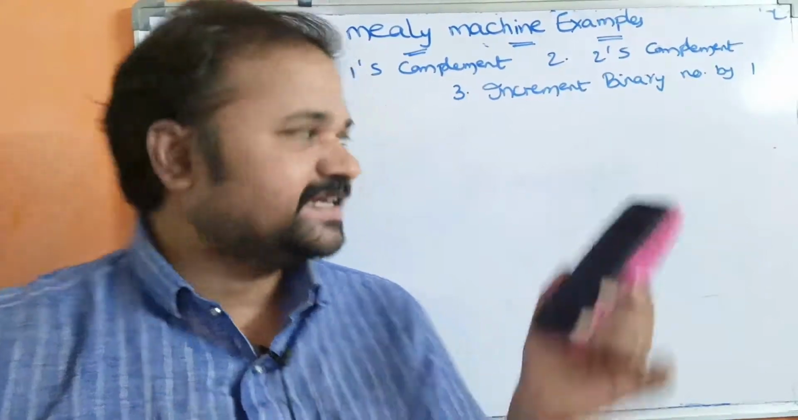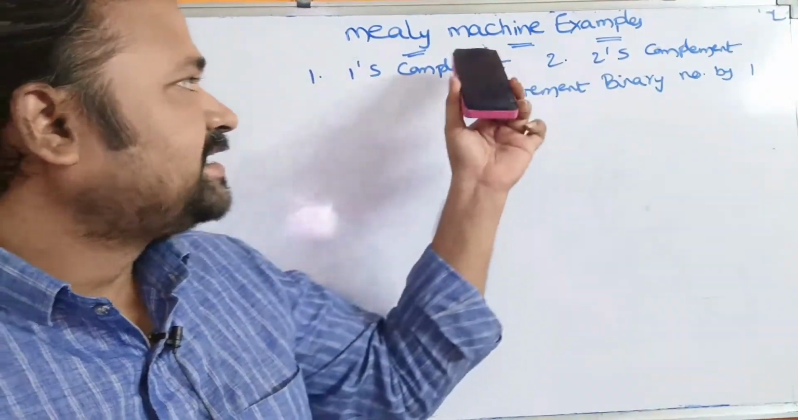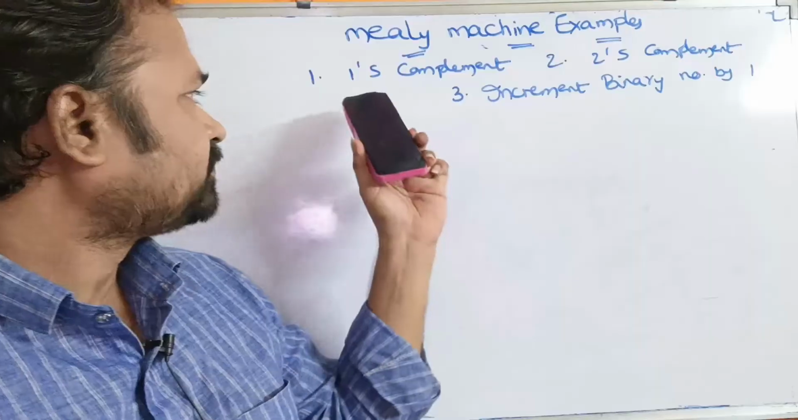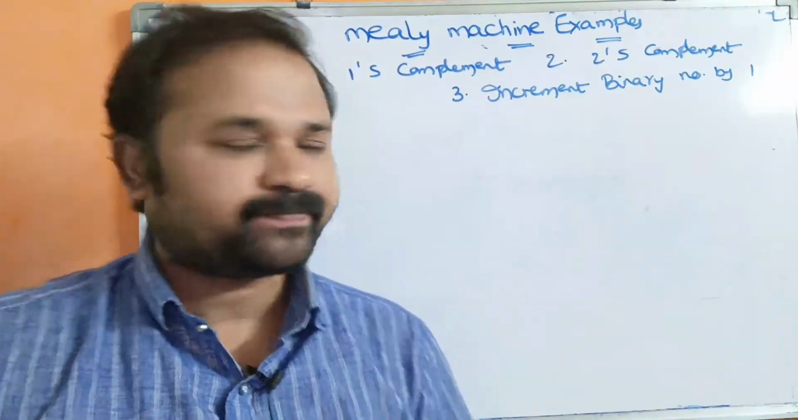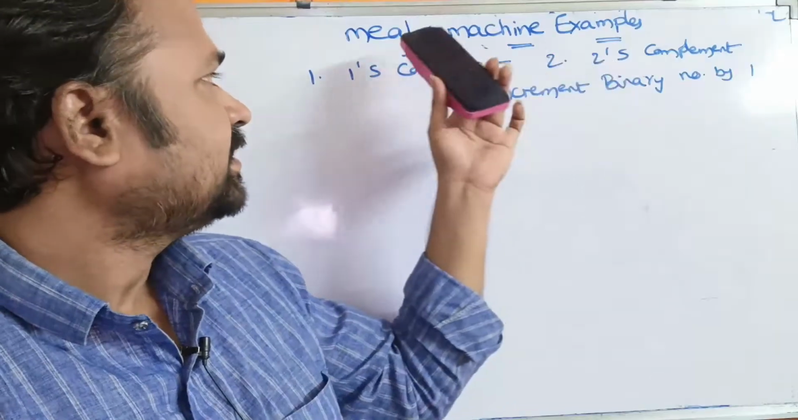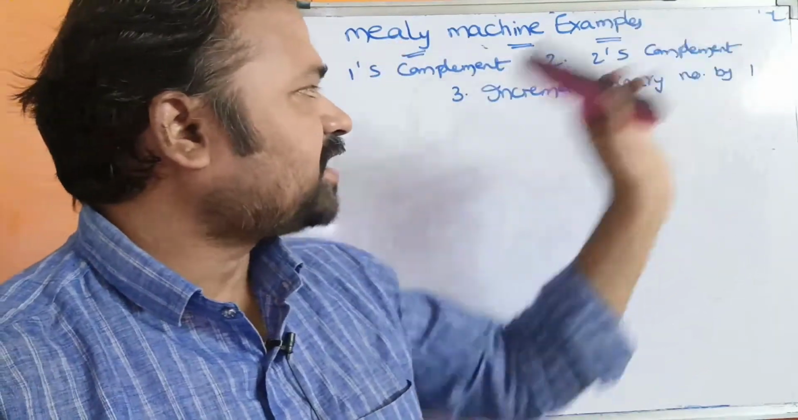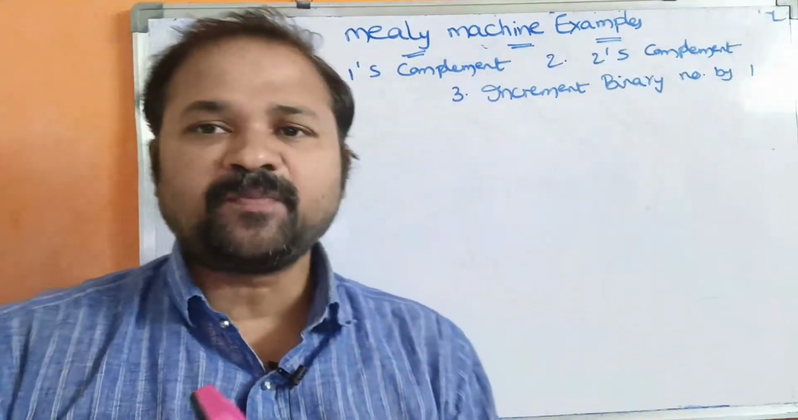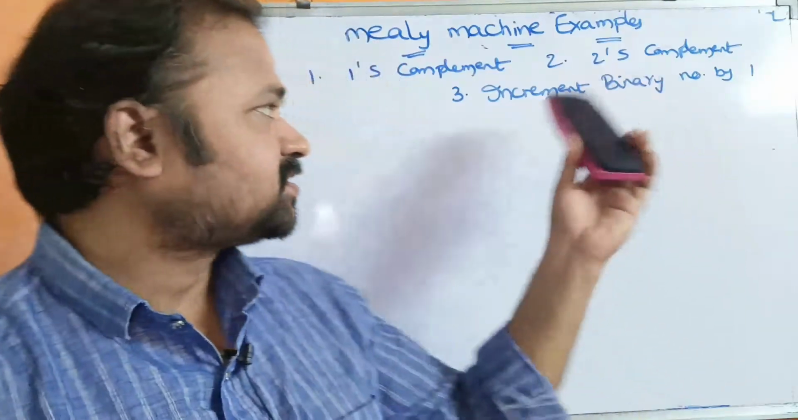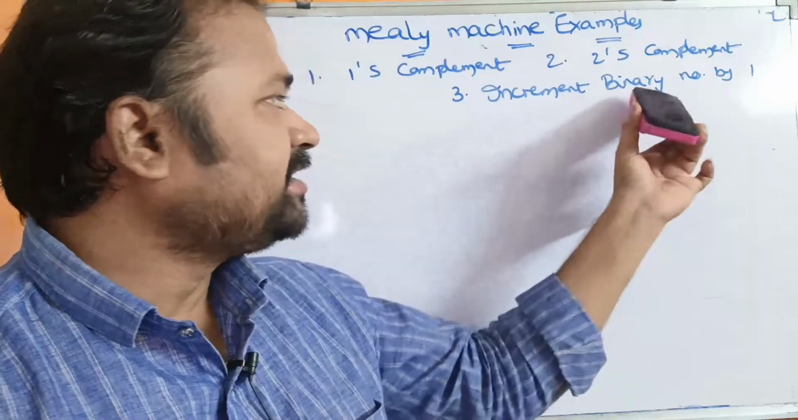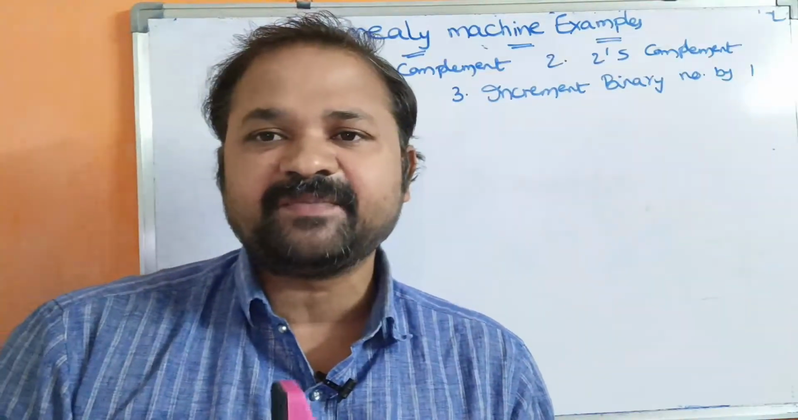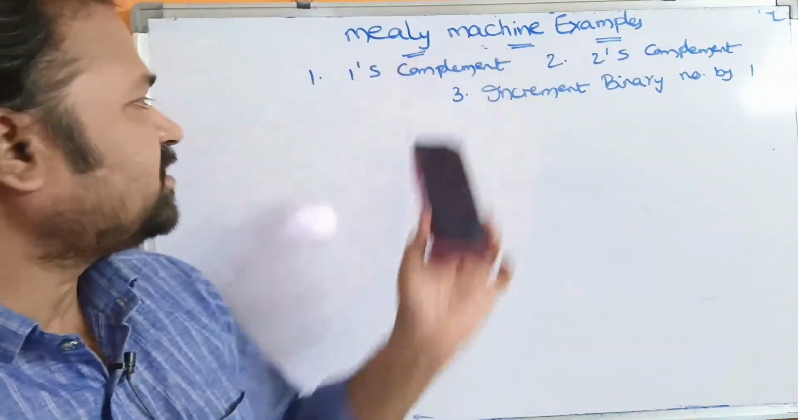Now let us see these three examples. Design a Mealy machine in order to find the ones complement of a given number. Second problem, design a Mealy machine in order to construct 2's complement of a given number. Third one, design a Mealy machine in order to increment the given binary number by 1. First, let us see the first problem.